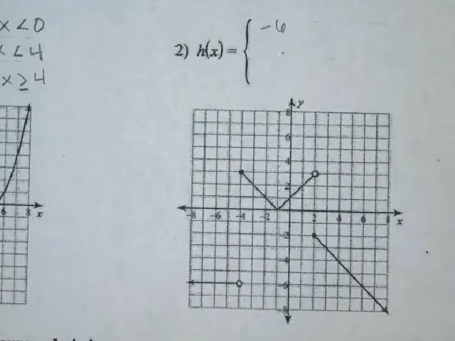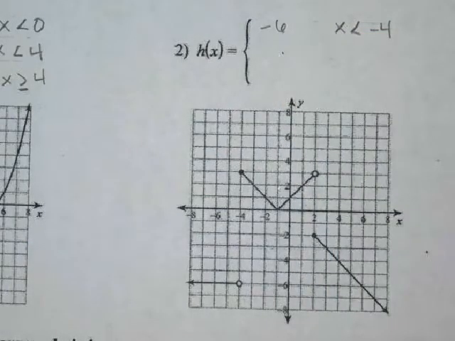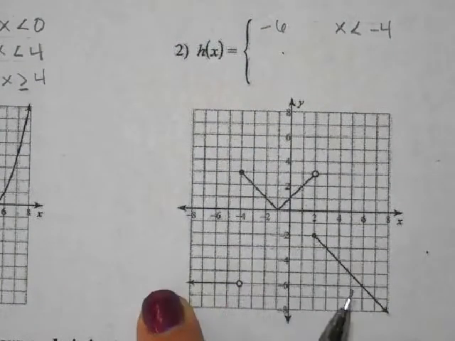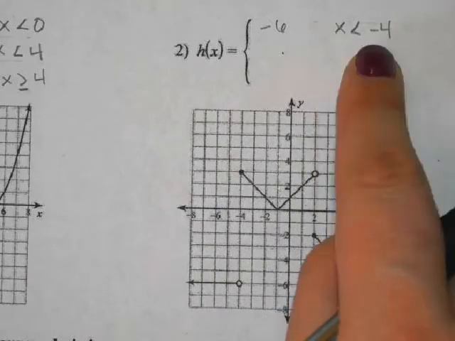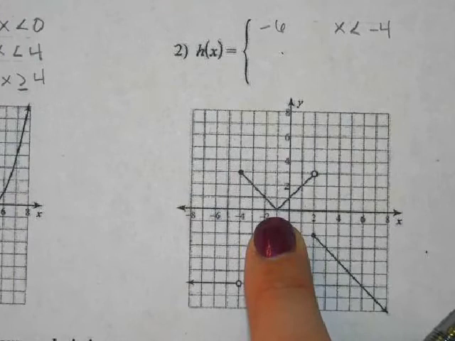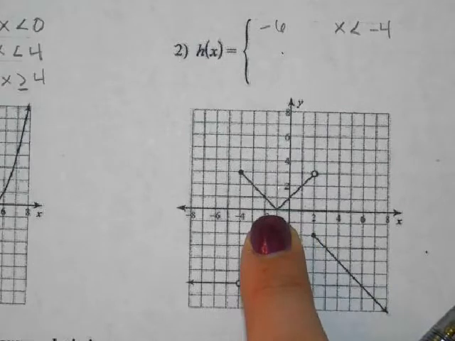-6. And what do we know about the x values? Less than -4. Can it equal -4? No. So -4 has an open circle and it goes to the left, which is why we're saying x is less than -4. All right. This absolute value graph is not in the middle like normal. It has moved to the left one. So how do we write that?